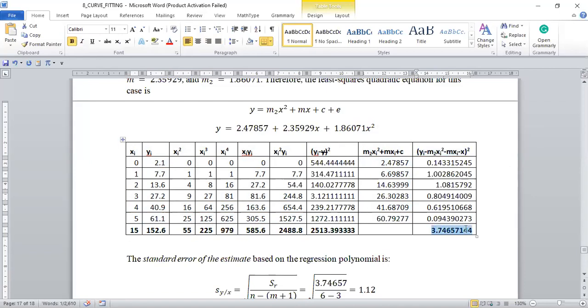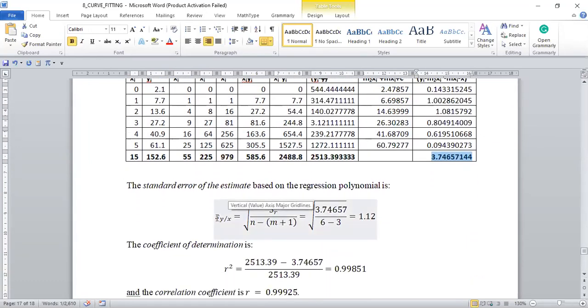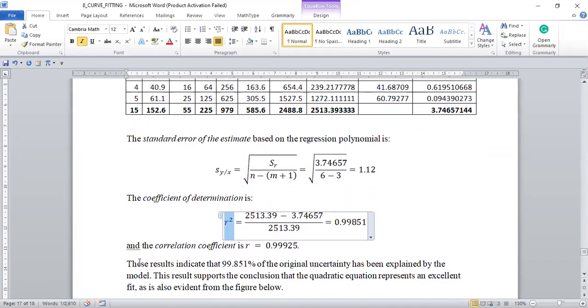And remember, this is our SR. We want to drive this one to 0. If this one is very close to 0, then we know that we have a perfect fit. So in order to calculate the standard error of estimate, we just put in the values we already got. Then to calculate the coefficient of determination, which is R squared, we arrive at this. Then to calculate the correlation coefficient, we arrive at this.